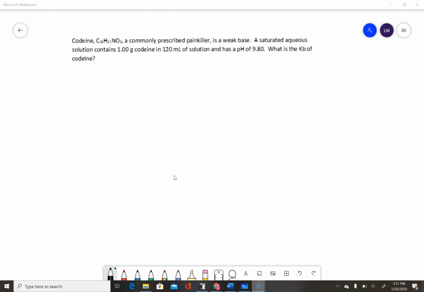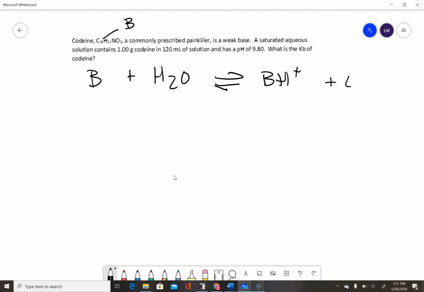So what I'm going to do is indicate that we have codeine, this base, using the symbol B. And it's a base, so I need to set up the Kb reaction to figure out the pH. So there we are, just like that. And bases, of course, make OH minus. So whenever we're doing an ICE table, we're going to be working in moles per liter. So the first thing I've got to do is figure out how many moles per liter of the codeine I've got. It doesn't give me molarity, it gives me grams in 120 mL.